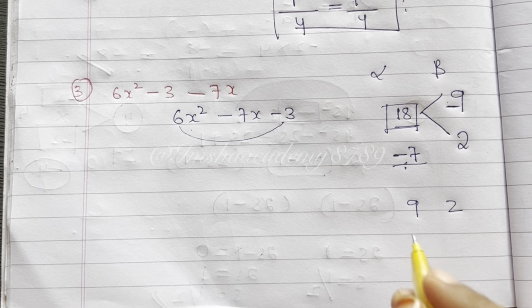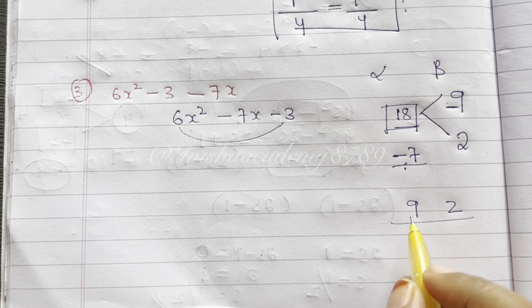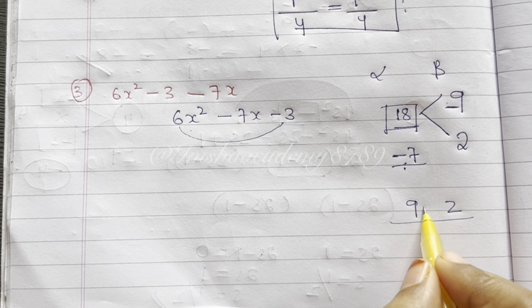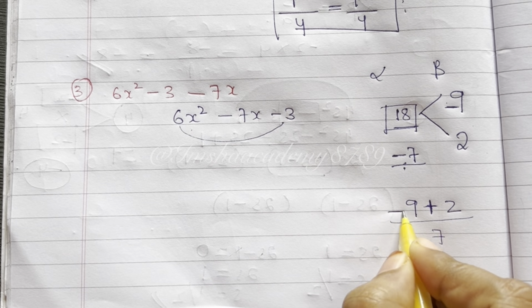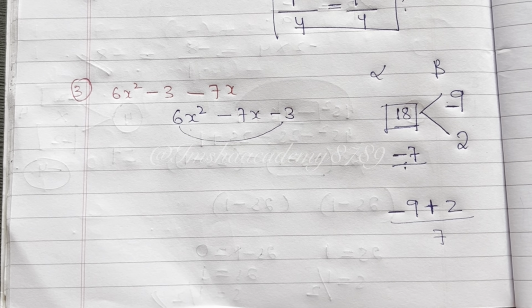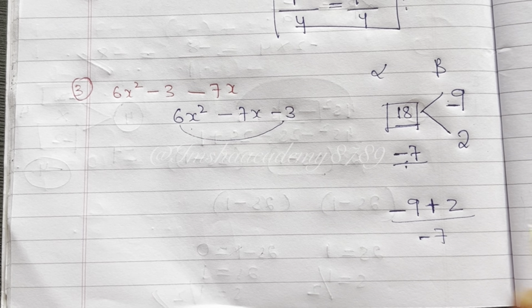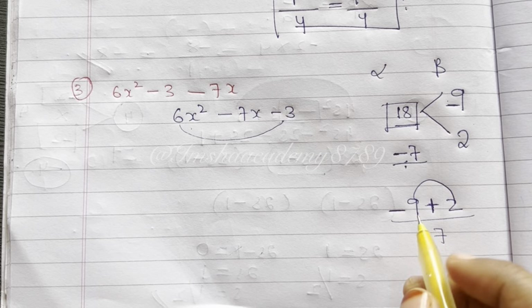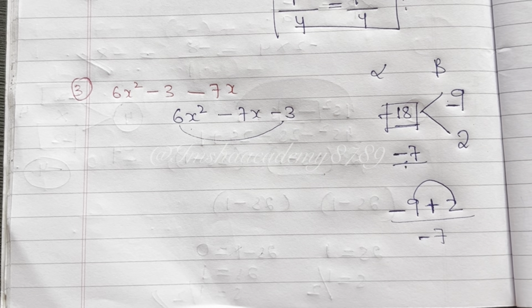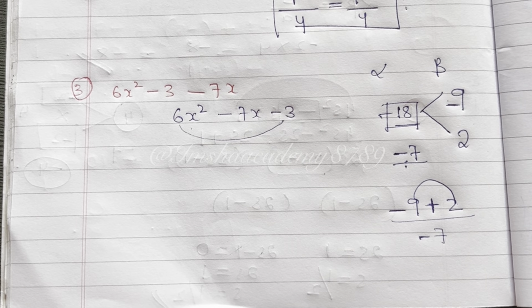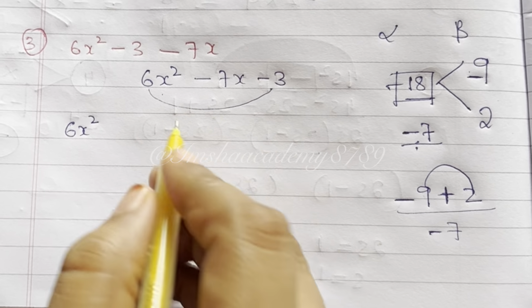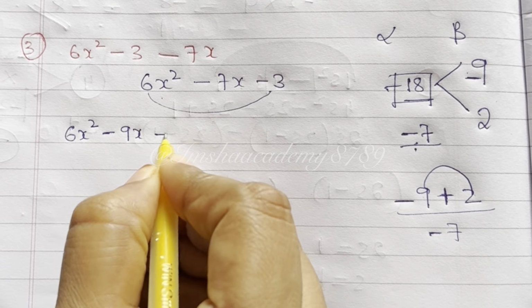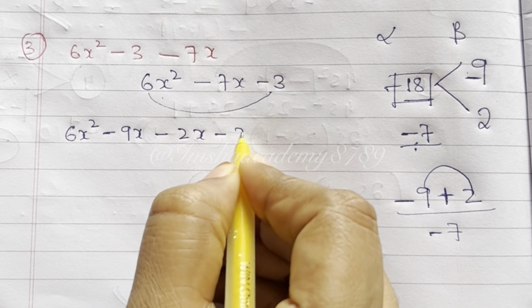9 plus 2, right? We have to subtract it. But we cannot subtract like this because we will get 7 plus 7, right? We want minus 7. So what will we do? We will write it as minus 9 plus 2. So we will get minus 7, and when we multiply it, we get minus 18. 9 twos are 18, minus 18. So let me write 6x square minus 9x plus 2x minus 3.